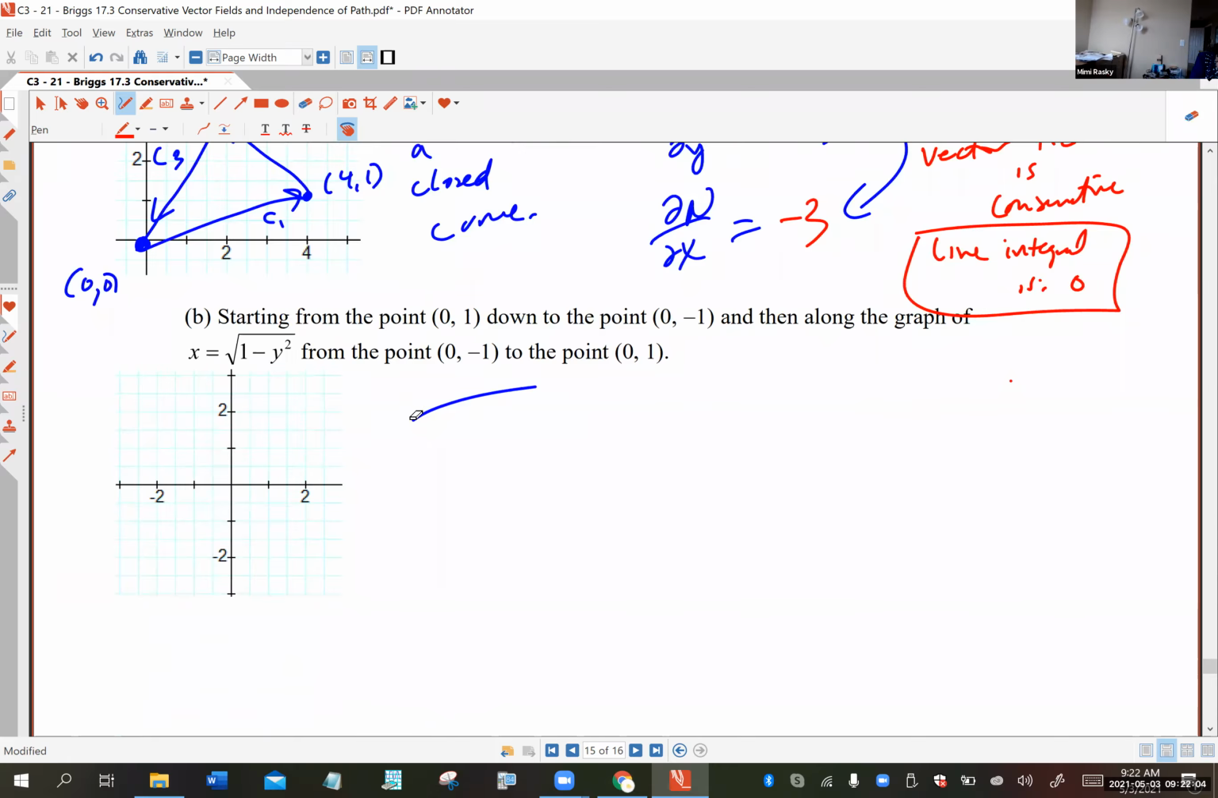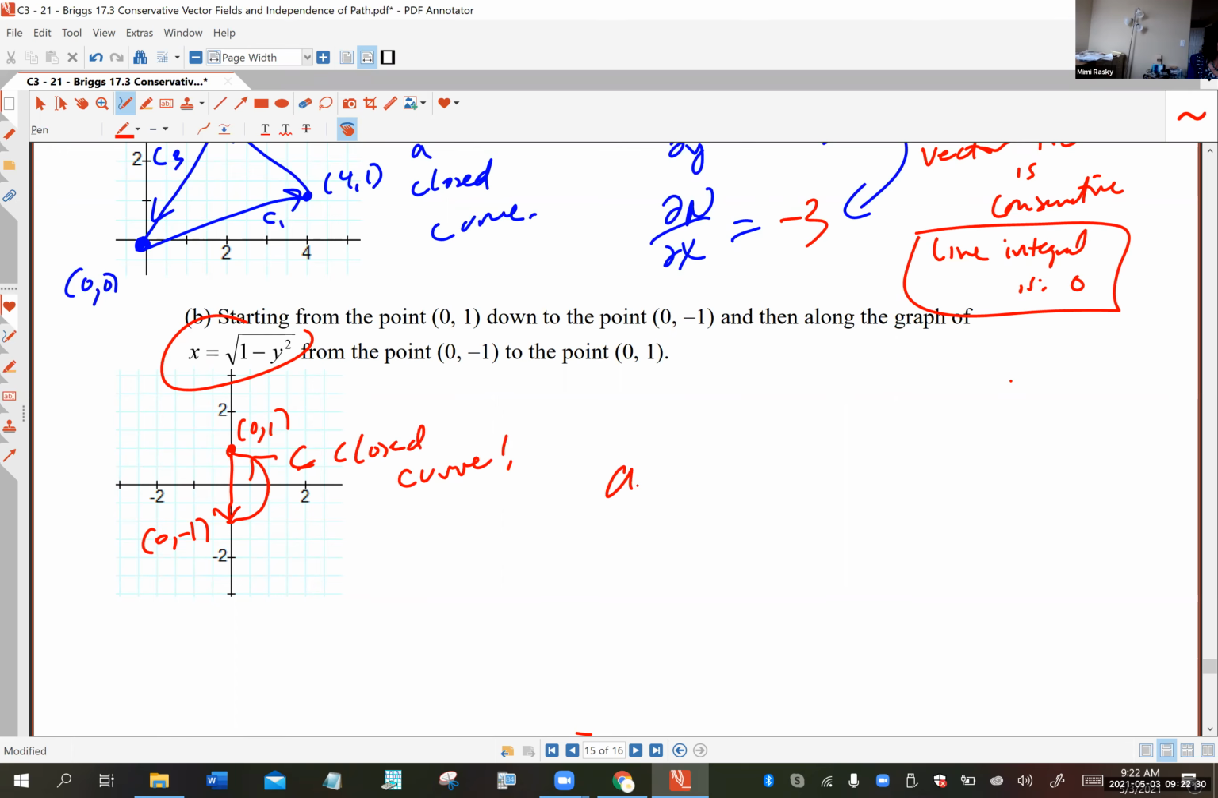How about this second curve? They start at the point (0, 1). Okay. They go all the way down to the point (0, -1), and we'll assume it's a straight line. Okay. And then they go along this graph, which happens to be the right half semicircle of a circle centered at the origin of radius 1. Hey, this is a closed curve. They're trying to trick me. I'm not going to do any line integrals.